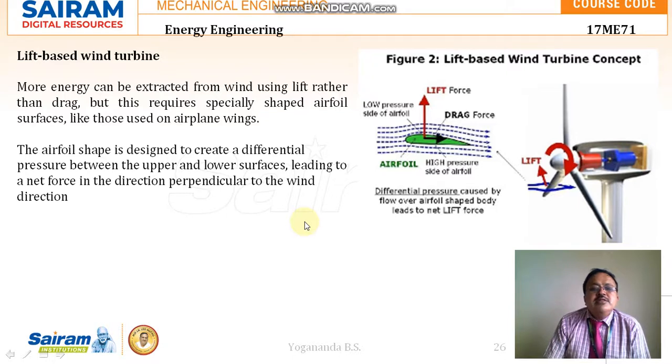Then lift based wind turbine. Here more energy will be extracted from the wind, using the lift force rather than the drag force. The drag force is acting horizontally, and the lift force is acting vertically. But this lift-based turbine requires specially shaped airfoil surfaces like what we use in aeroplane wings.